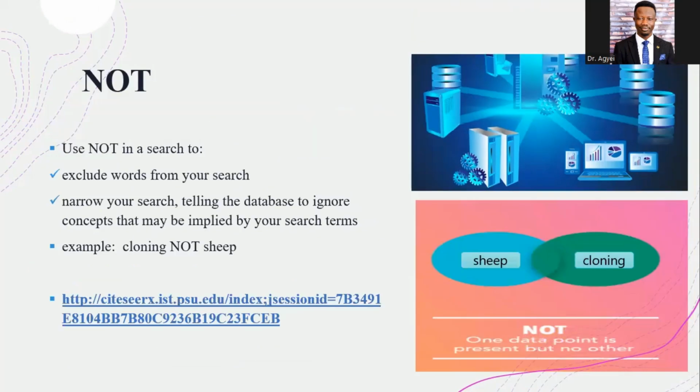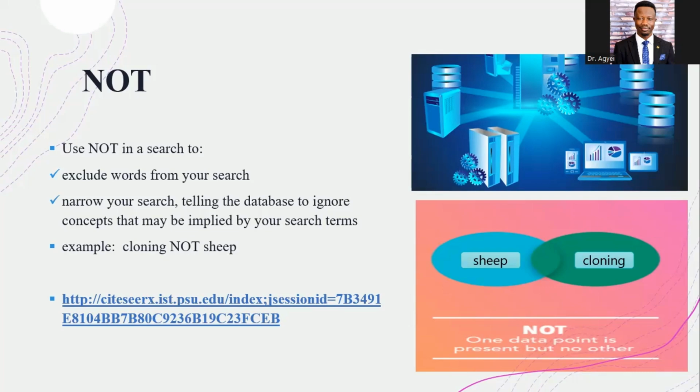And then the next one is not. The last one is what? Not. And not is a word, it's an exclusive word. So if you use not, it will go into the database, try to search whatever you are looking for, but the aspect that you don't want, it will what? Eliminate, or it will ignore all the people that contain that one.